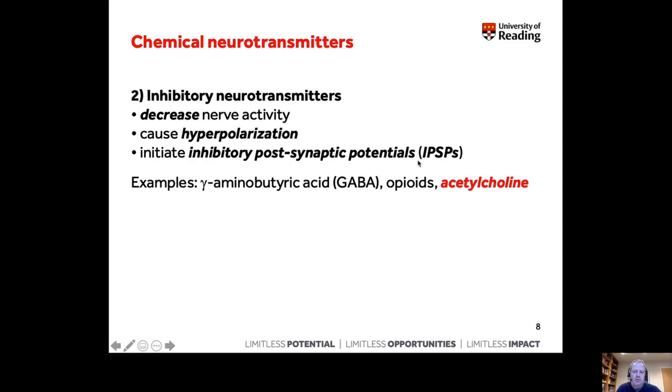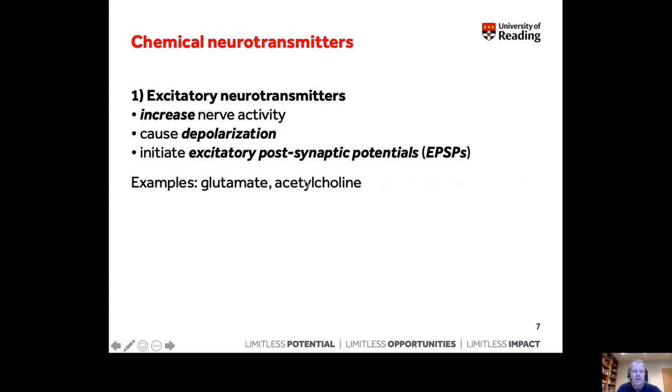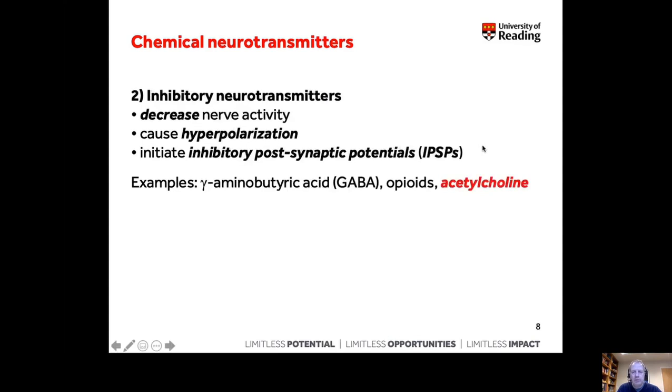Opioids are endogenous painkillers, things like enkephalins, which act as inhibitory neurotransmitters because they reduce pain signals, and acetylcholine is also an inhibitory neurotransmitter. And the reason I've put this in red here is probably just to remind me to tell you that this is not a mistake. So we saw on the previous slide that acetylcholine can be an excitatory neurotransmitter. It can also be an inhibitory neurotransmitter. And this maybe is an important point.